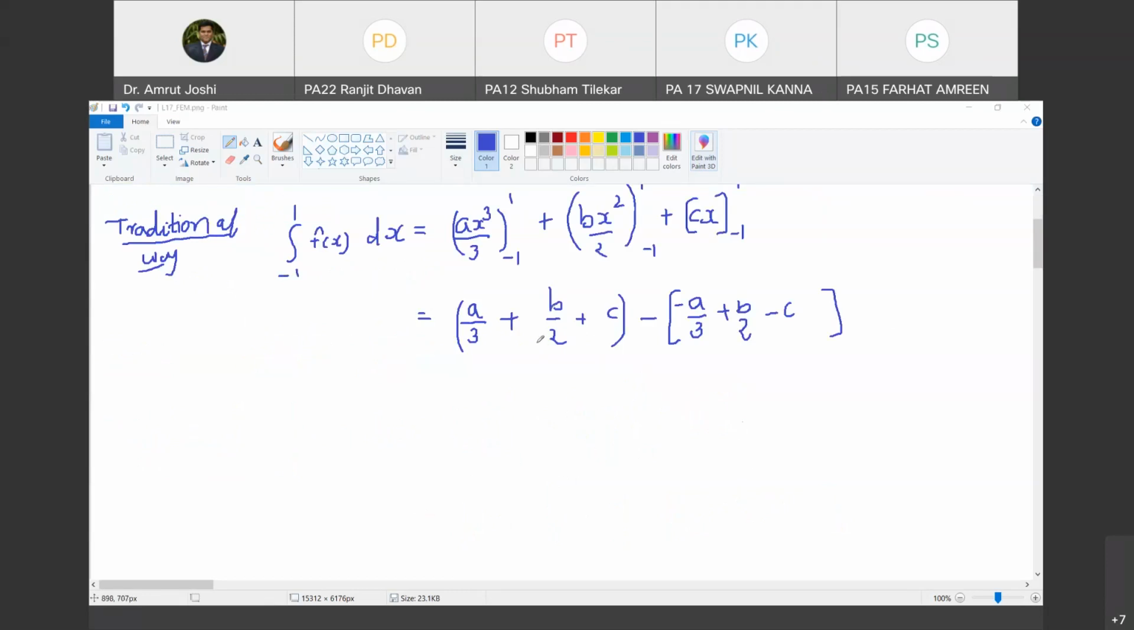Now, you can quickly check: b by 2 minus b by 2 is going to get cancelled out. Are you with me? Yes, sir. What you are going to get is a by 3 minus of minus a by 3, but minus of minus a by 3 is plus a by 3. So you are going to have 2a by 3 plus 2c. Do you agree with me? Yes, sir. Therefore, the exact integration of this quadratic polynomial in x within the limits -1 to 1 is 2a by 3 plus 2c. Agreed? Yes, sir.